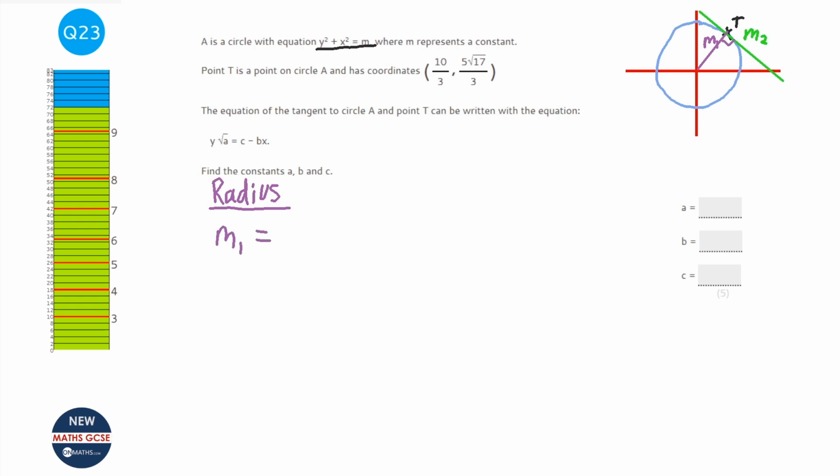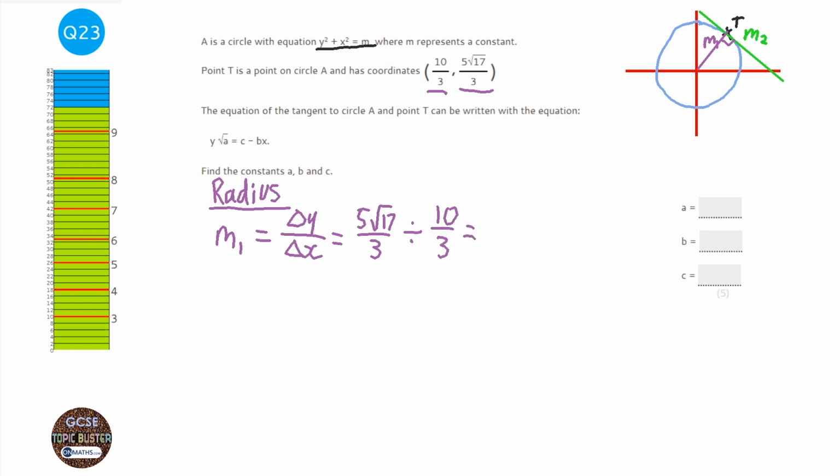So to find out the gradient, we do change in y over change in x. Now over just means divide. Now because we know that 0, 0 is on the radius, all we can do is do the y coordinates given to us here, take away 0, and then put that over the x coordinate, take away 0. So it's just going to be 5 root 17 over 3, over means divide, so I'm going to show it as a divide sign, and then 10 over 3.